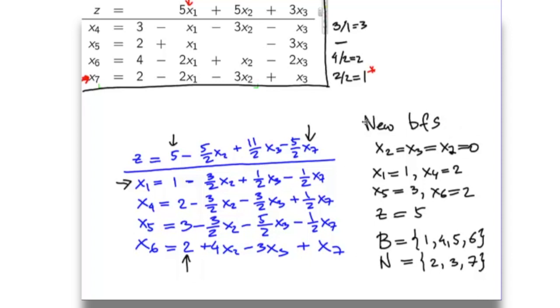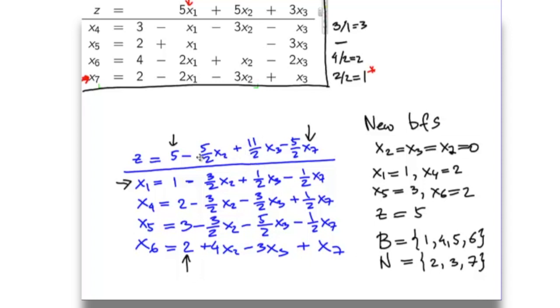All right. So now, by looking at this dictionary, we see that we still have the potential to increase the objective even further. How can we increase the objective from 5 to something greater? So let's look again at the objective here. As always, the objective is expressed as a function of non-basic variables only. If we want to increase the objective, we need to look at the coefficients for the non-basic variables in the objective, right?